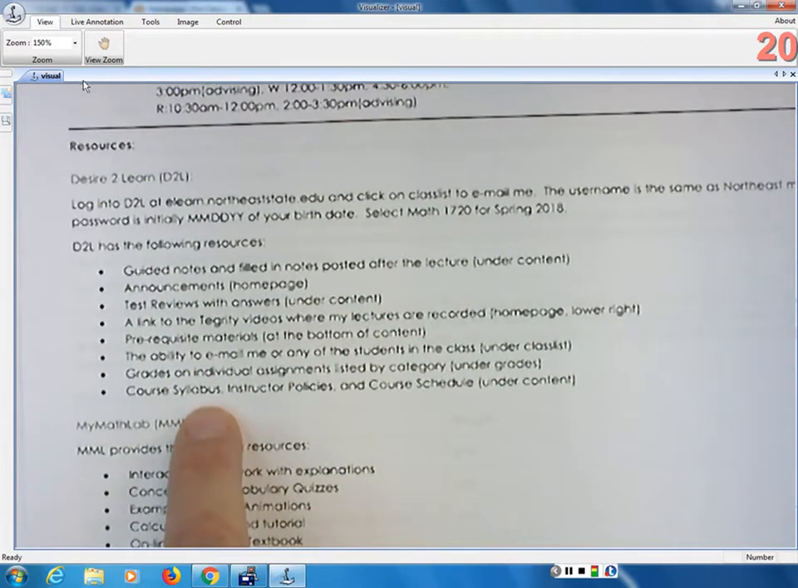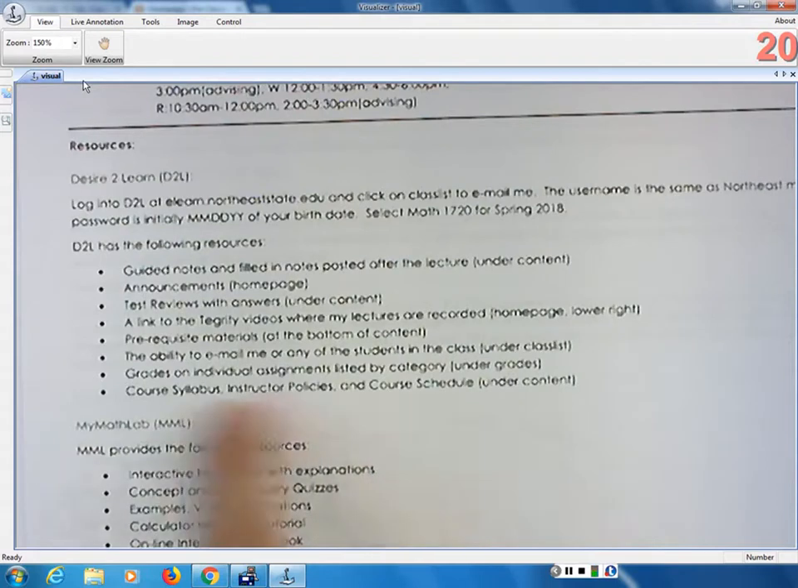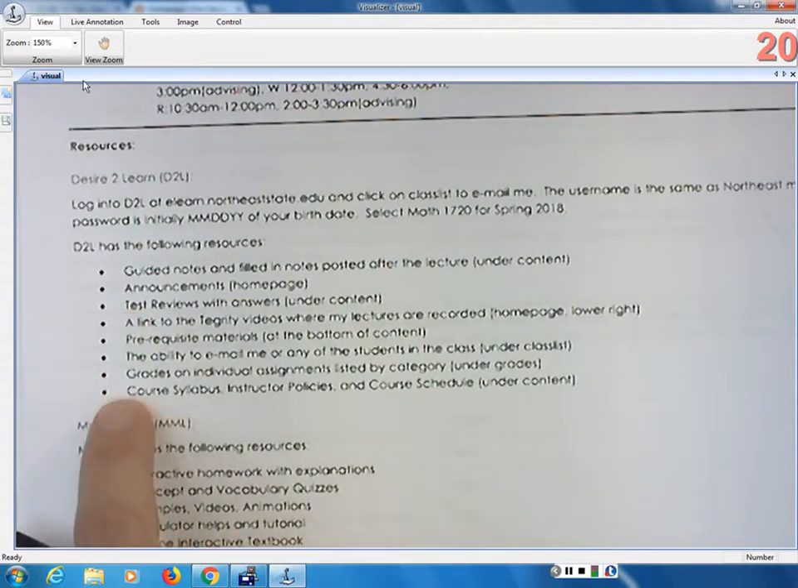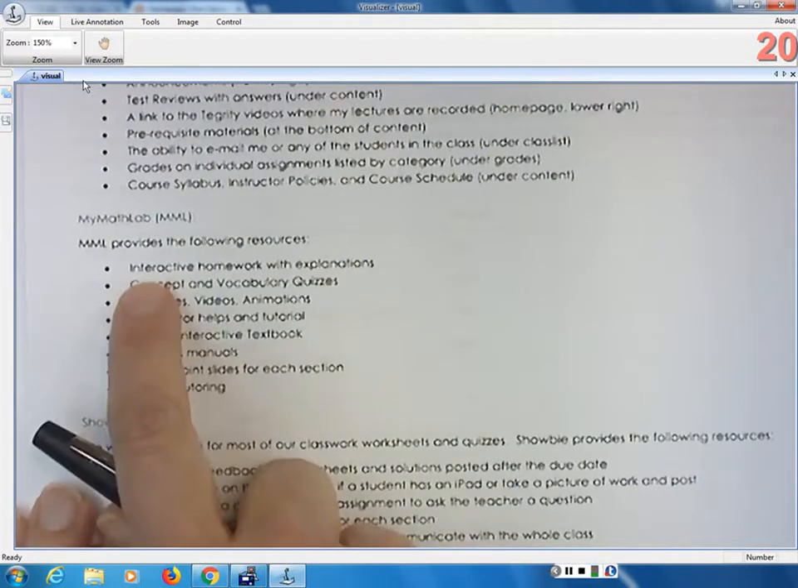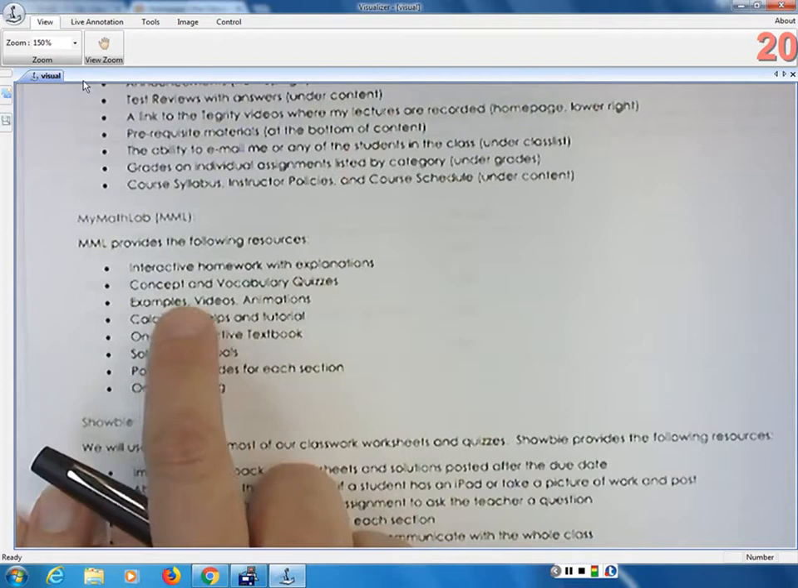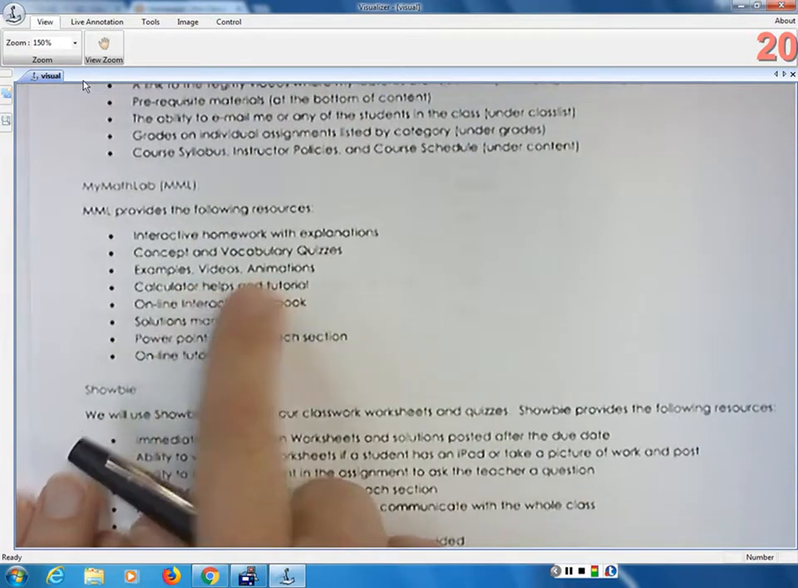Yeah, I post my course syllabus, instructor policies, course schedule or calendar, announcements. Math Lab has a lot of stuff in it, but it does have the required homework and concept and vocabulary quizzes. It's got all these things.